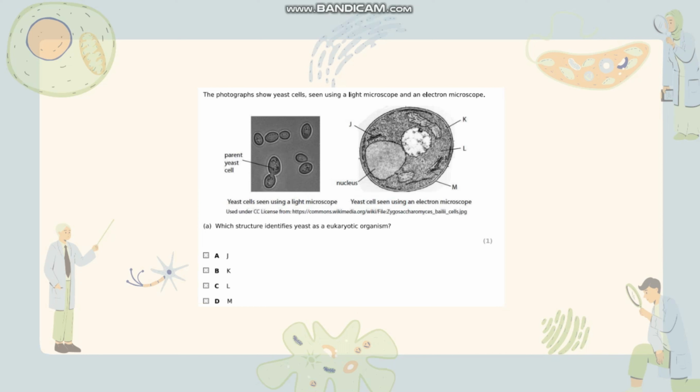So the photograph shows yeast cells using a light microscope and an electron microscope. Which structure identifies yeast as a eukaryotic organism? So remember, prokaryotes have no membrane-bound organelles and eukaryotes have membrane-bound organelles. So we need to find a membrane-bound organelle. Let's look into each of these.